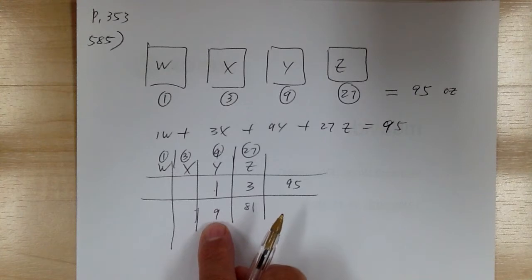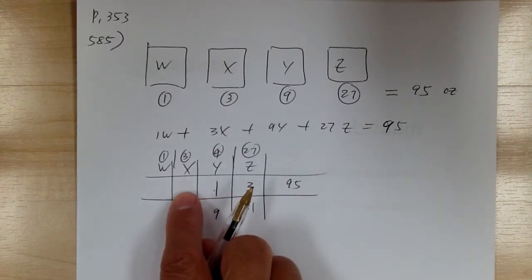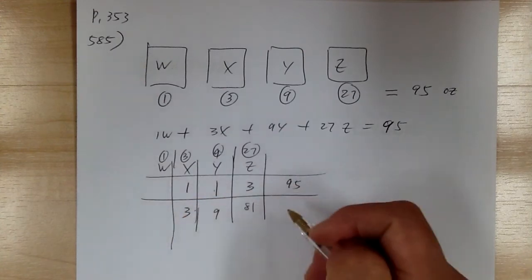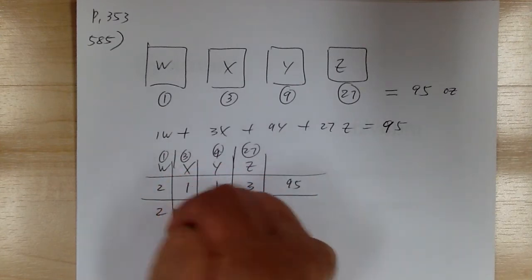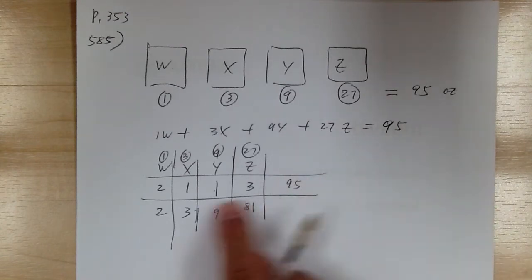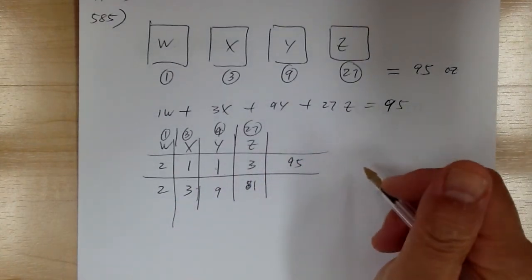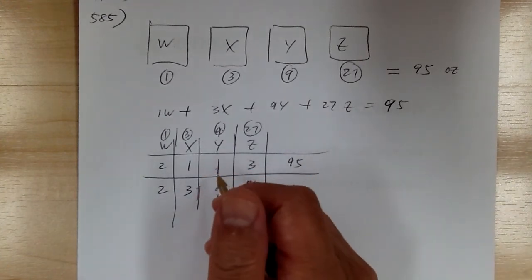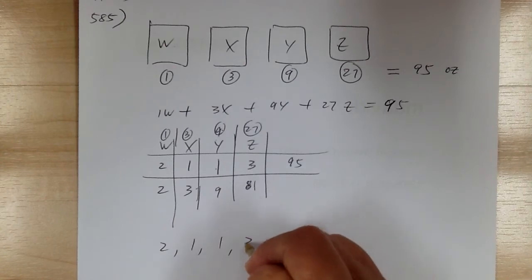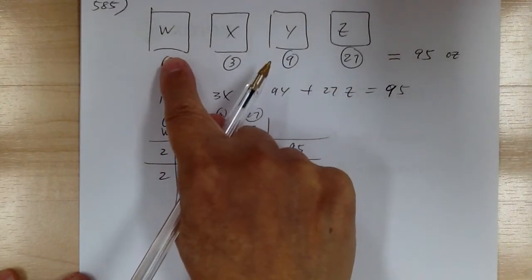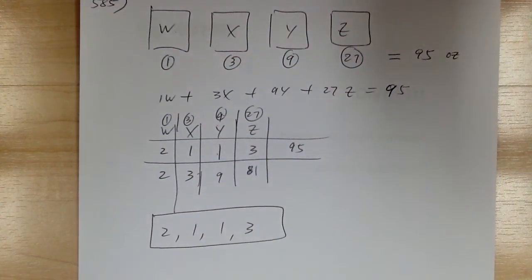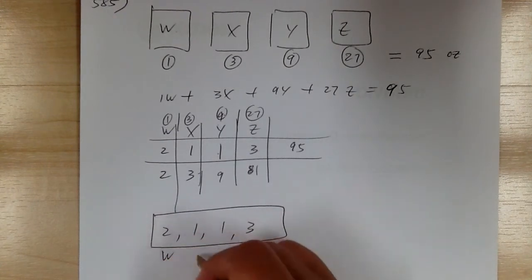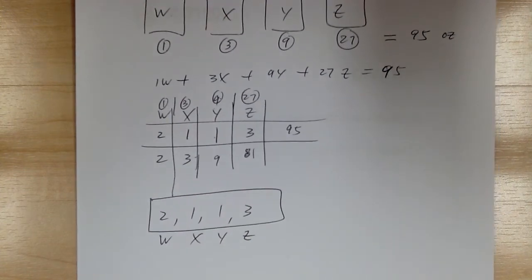Now you've got 5 to spare. If you go 2, it's going to be too much. So you have to get 1 here, which gives you the 3. By doing this, you know that this has to be a 2, so you get 2. And that's it. You got it right on the first try. Therefore the weights would be 2, 1, 1, 3. So this one is 2 ounces, 1 ounce, 1 ounce, 3 ounces, for W, X, Y, Z. Okay, let's go to the next one.